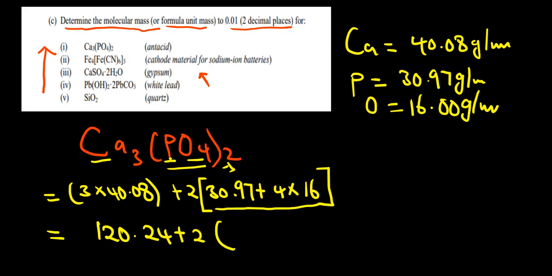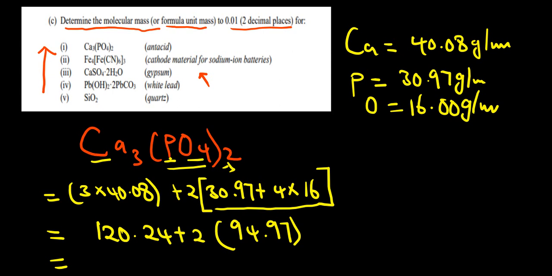So 30.97 plus 4 multiplied by 16, it's giving me 94.97. Okay, so this is what I have now. So the remaining thing is just to add these two numbers here.